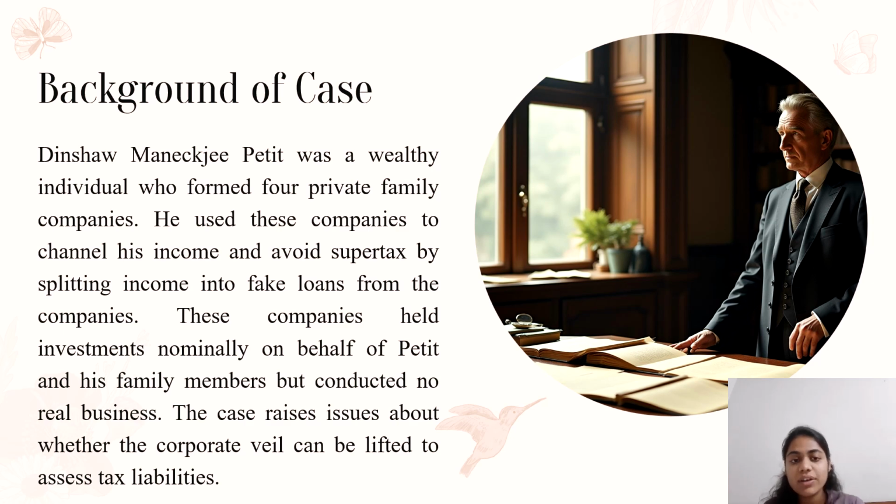As I already reiterated, Dinshaw Manekji was a very wealthy and rich man. When he set up these four family companies, he was the major shareholder, and the remaining shareholders were nominees, no one other than his family members. The income was used in these four companies and the income itself came back to the family. These companies held investments nominally on behalf of Dinshaw Manekji and his family members, but conducted no real business, because the main purpose of setting up these family companies was to rotate his income and evade the tax so that he couldn't pay the tax.